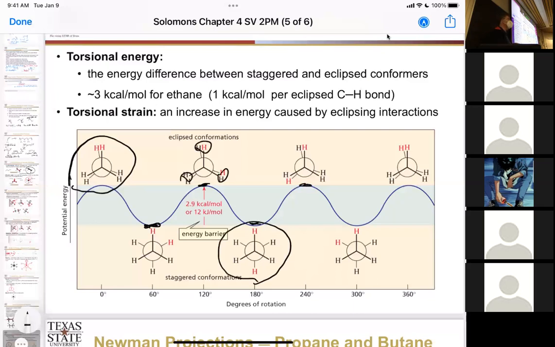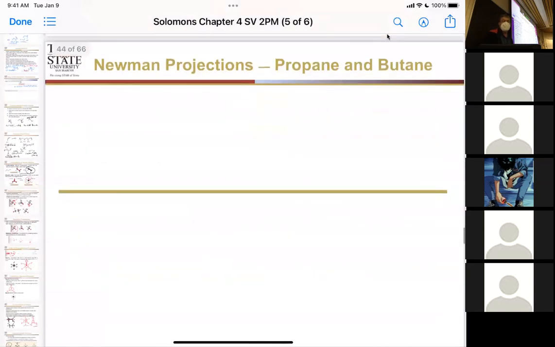And if we did it again, it would just keep rotating around. We'd have staggered, and then we'd have eclipsed, and then staggered and eclipsed, and staggered and eclipsed, because the only repulsions we have are hydrogen-hydrogen repulsions. So we're going to have a fixed up high energy and a low energy, because we're pushing the same atoms past each other.